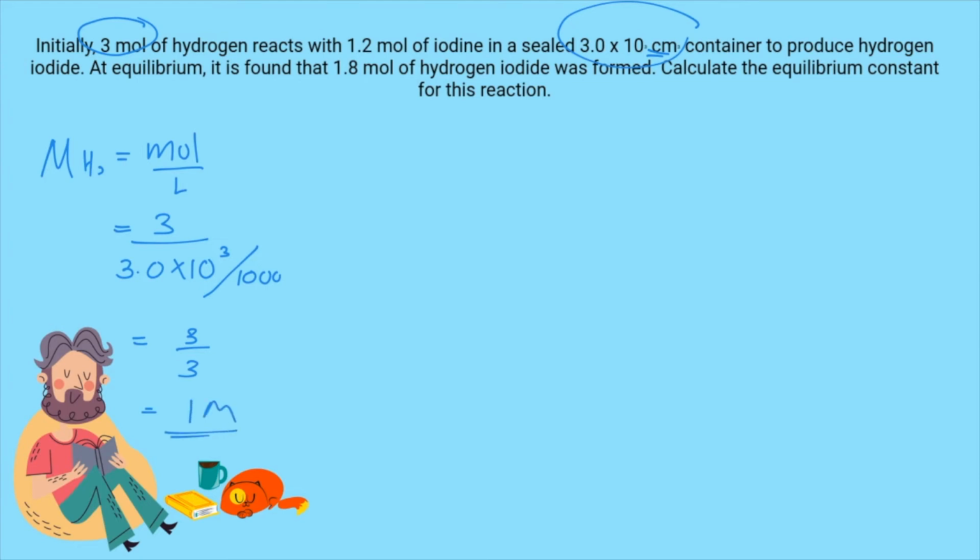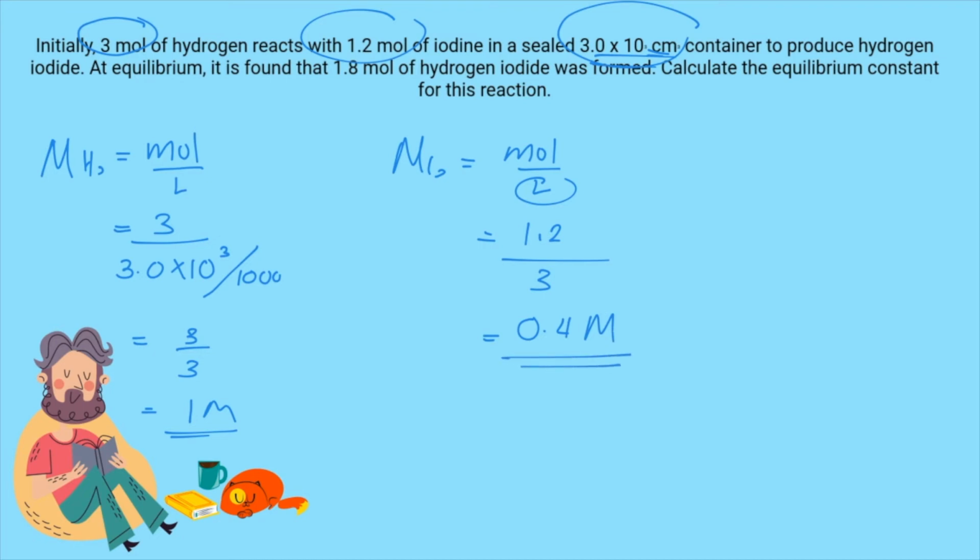Okay, we are going to do the same thing for the molarity of iodine. So molarity for iodine is equivalent to mole over liter. The same drill: iodine has 1.2 mole. Supposedly the container is the same container, so the volume is 3 liter. So 1.2 divided by 3, you get 0.4 molar of iodine. After you have done this calculation, only then can we move on to making the ICE diagram.